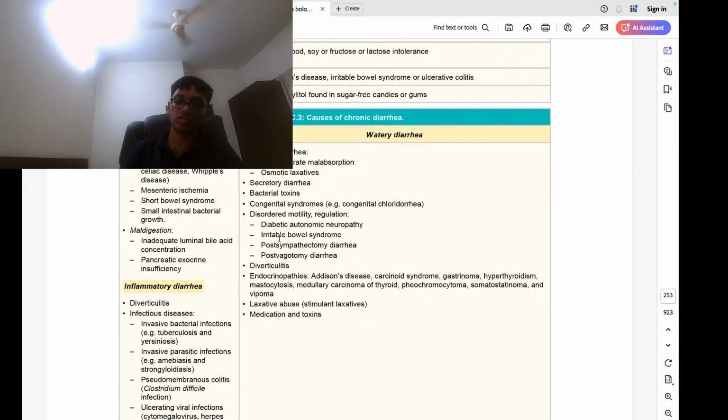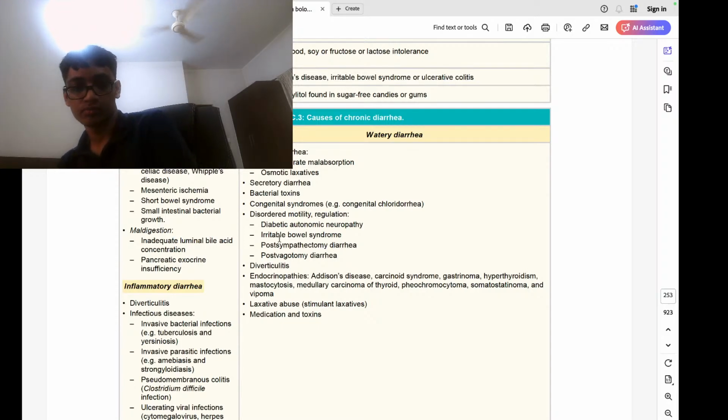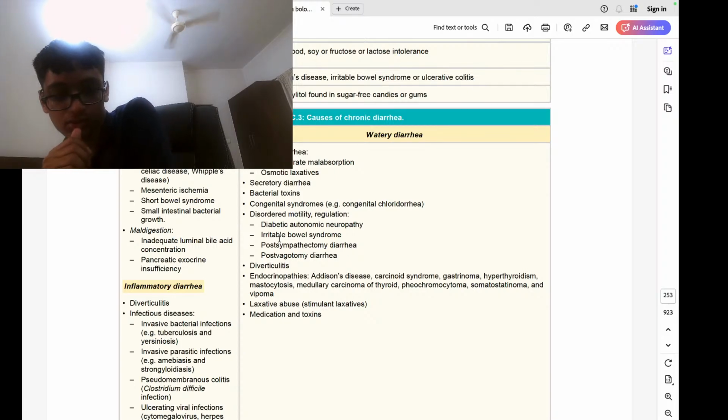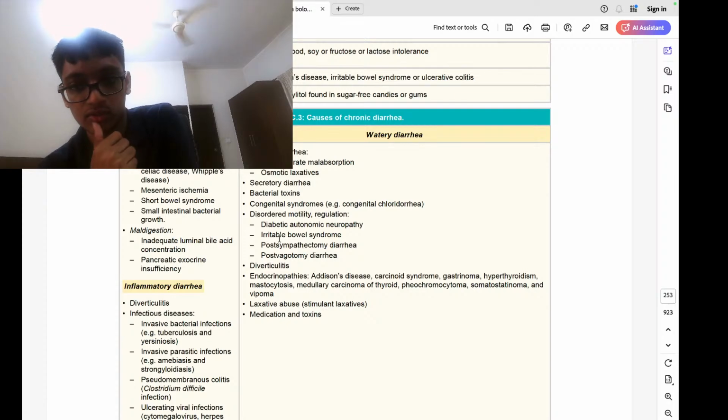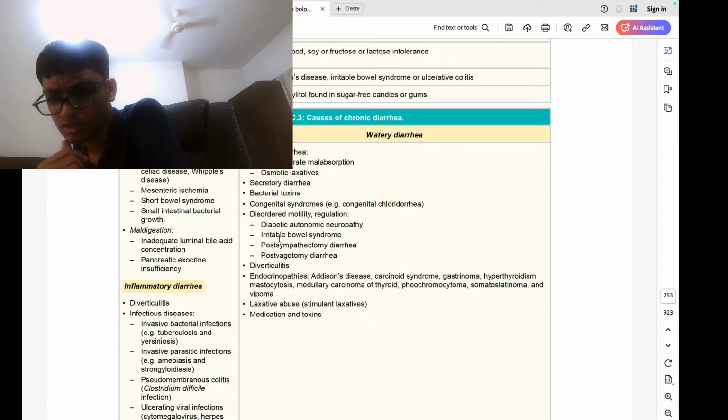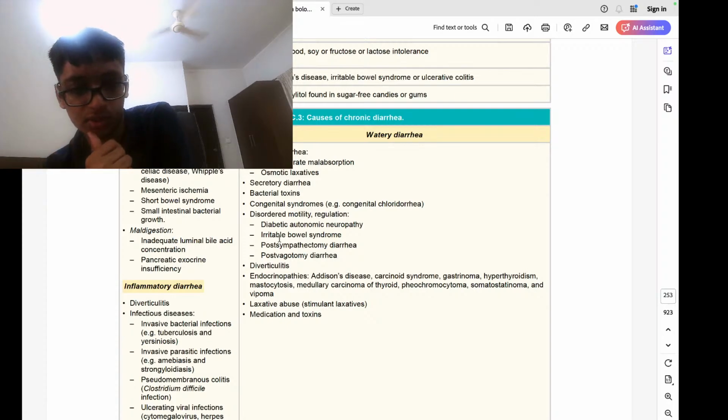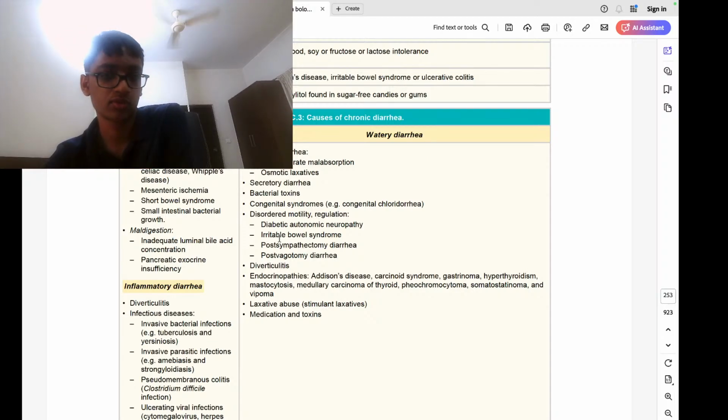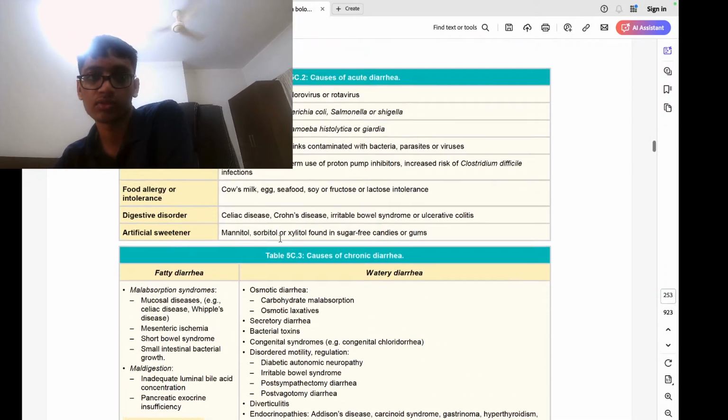Then diverticulitis again, endocrinopathies: Addison's disease, carcinoid syndrome, gastrinoma, hyperthyroidism, mastocytosis, medullary carcinoma of the thyroid, pheochromocytoma, somatostatinoma, and VIPoma. Obstructive abuse, stimulant laxatives, and medication toxins also cause it.